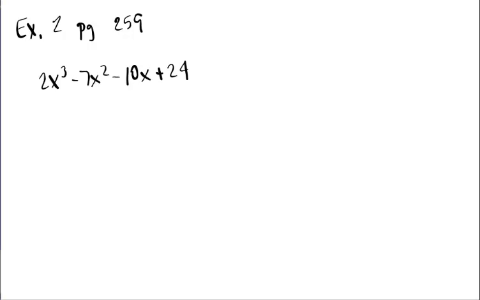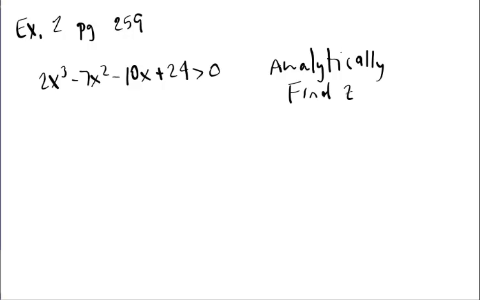Okay, look at example 2 on page 259. And they give us 2x cubed minus 7x squared minus 10x plus 24. And that is greater than 0. And they tell us to do this analytically. In other words, we're going to have to find our zeros without a graphing calculator.